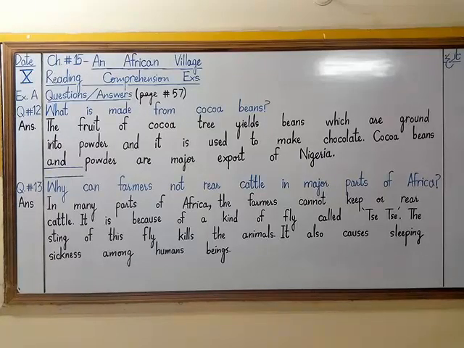The answer is, in many parts of Africa, the farmers cannot keep or rear cattle. It is because of a kind of fly called CC. The sting of this fly kills the animals. It also causes sleeping sickness among human beings. This is also a very important question which is asked in our board papers.